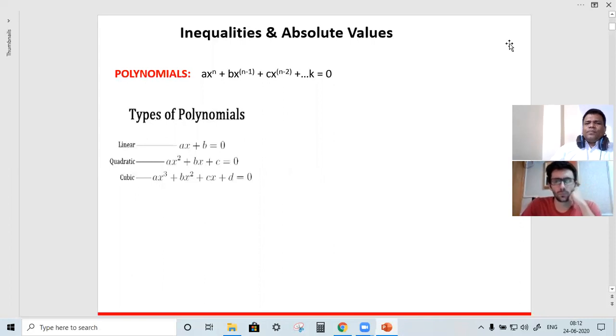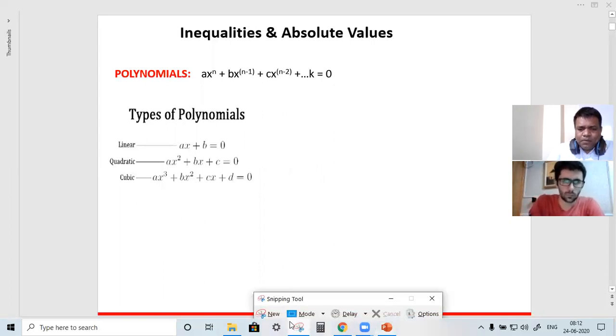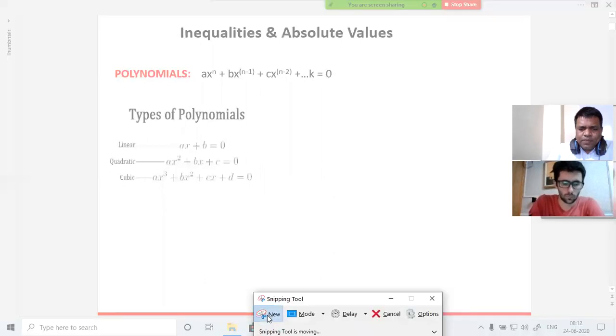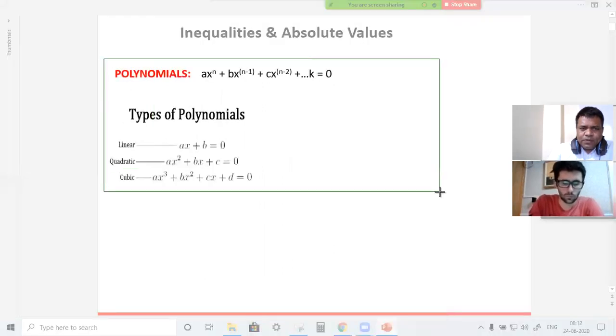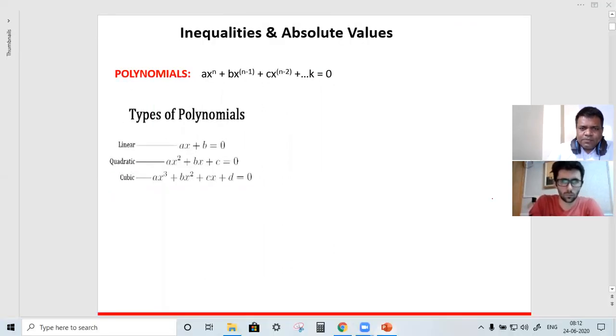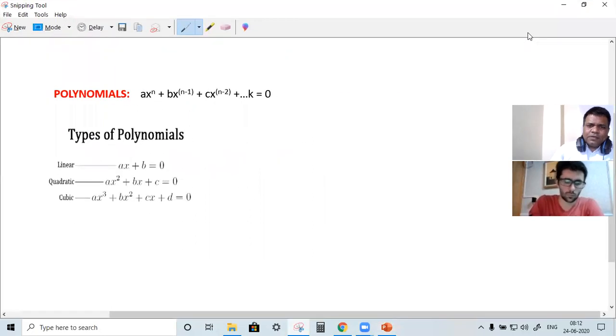So let's start with the polynomial. Here I'm taking the polynomial of single variable. Maybe the variable is only one, but you can see there are many constants here. So ax power n plus bx power n minus 1, etc. So obviously these are the constants a, b, c, d, etc.